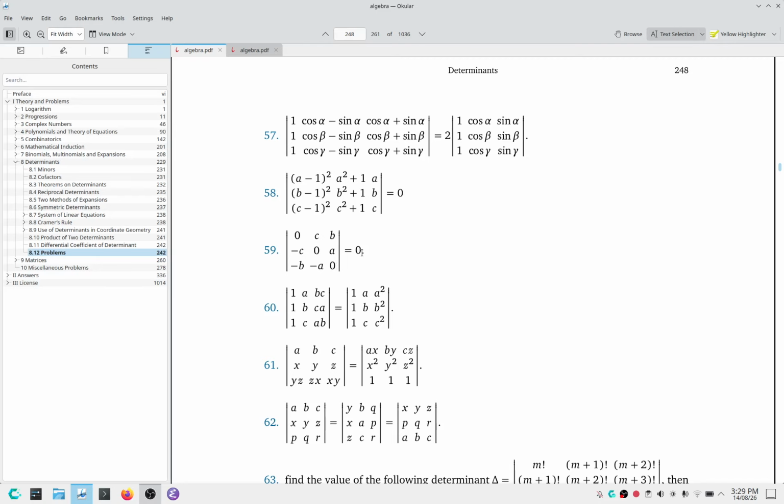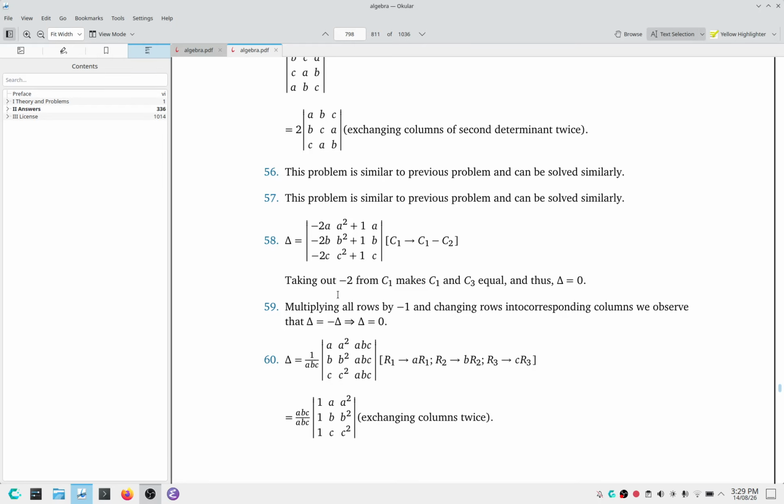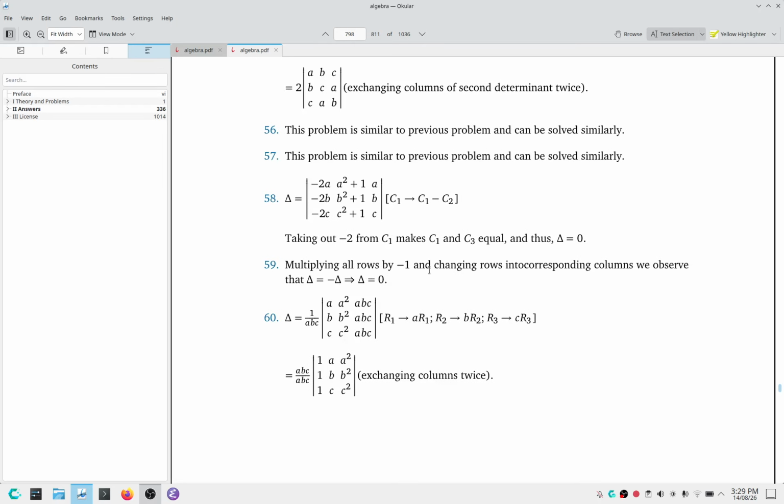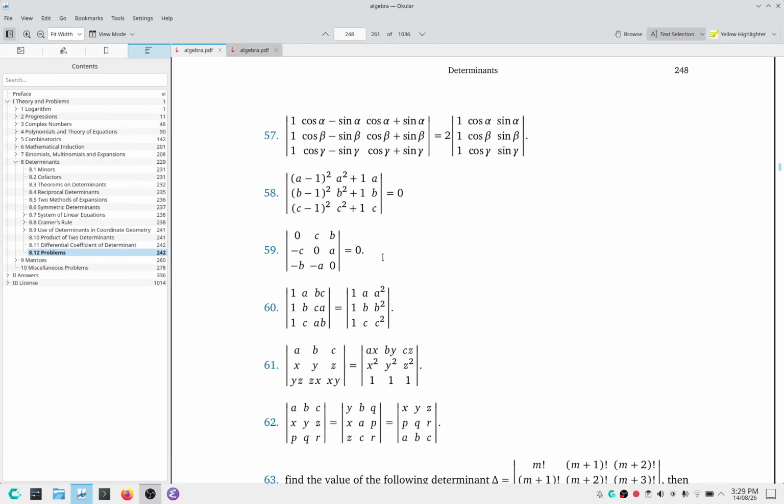Now 59 is 0, c, b, minus c, 0, a, minus b, minus a, minus b, 0 is equal to 0. Okay, we have to prove this. So we multiply all rows by minus 1 and exchange rows into corresponding columns. We will have delta is equal to minus delta, so delta is equal to 0.